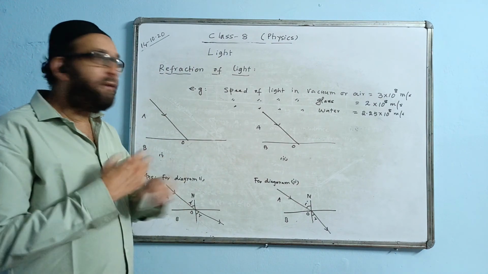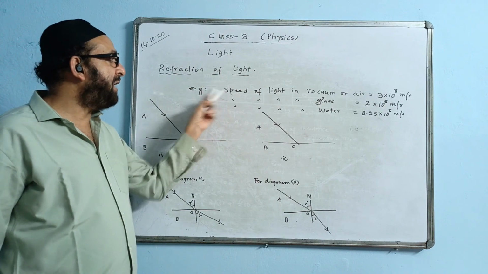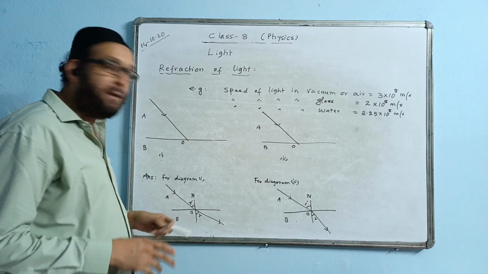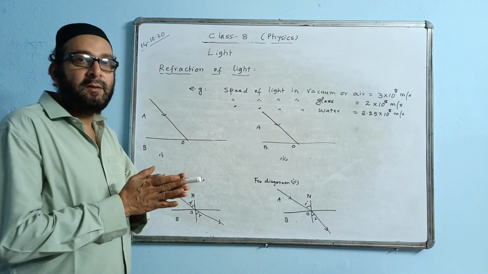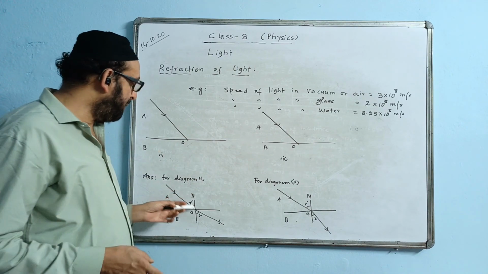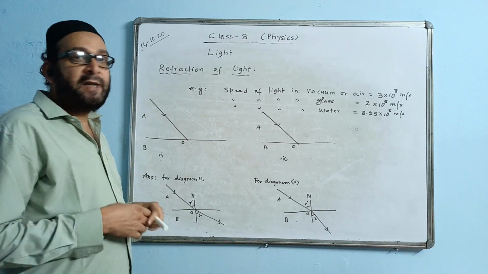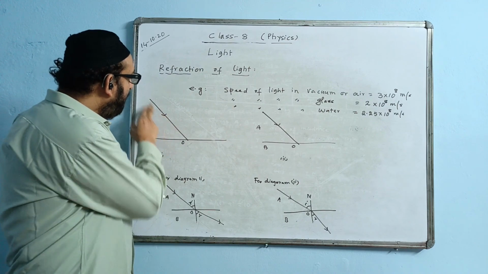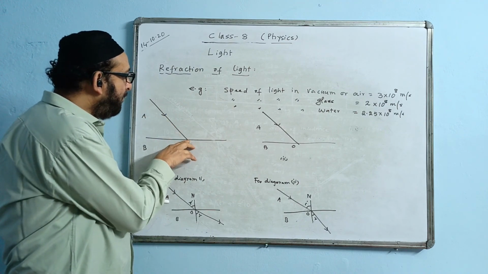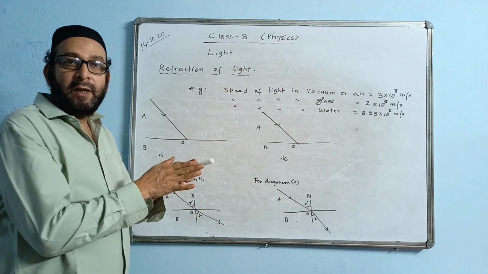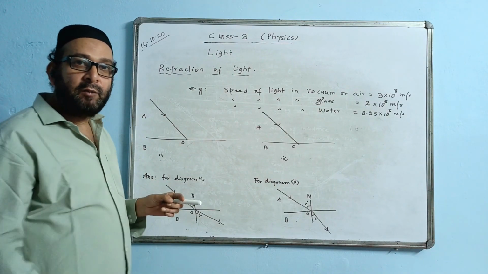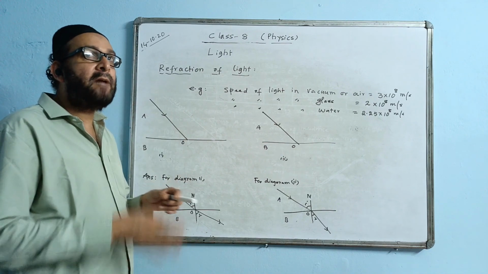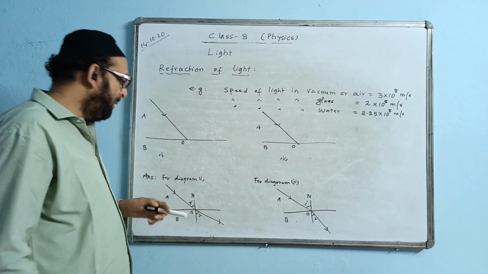So what is the cause of refraction? The cause of refraction is the change in speed. The speed of light changes from one medium to another medium, and due to that the bending takes place at the surface. Where does refraction take place? At the surface, not anywhere in the same medium, not in between. So at the surface, at the boundary separating the two media, there only the refraction and bending takes place.